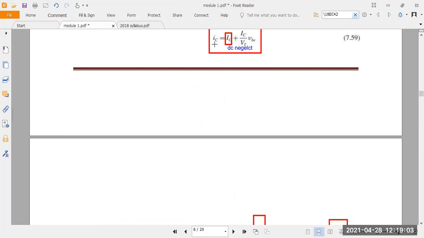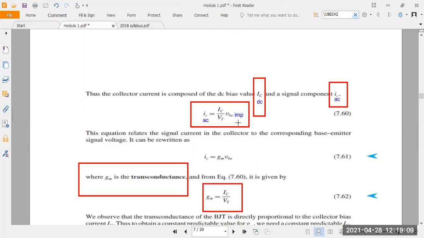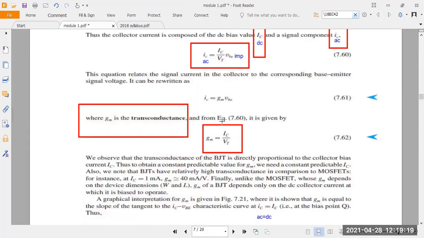What is the AC term here? IC is equal to what here? Caps IC divided by VT into VB. Same equation you take here. Then you write the equation: IC divided by VT is equal to what here? GM. GM is nothing but what here? Transconductance.